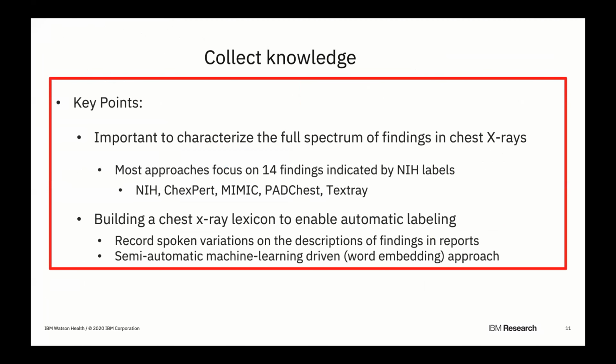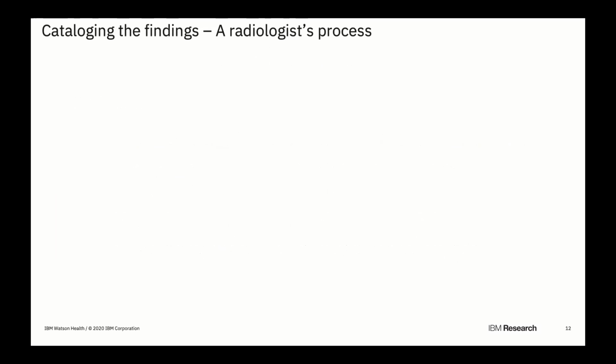So let's look at the first one, which is to catalog the full spectrum of findings. Now, as you know, the majority of the work in chest X-rays has been on describing mostly the 14 findings that were initially done in the NIH dataset. And a lot of the new publicly available datasets have basically gone after essentially the same set of findings. There has not been a very good systematic effort to catalog how many findings there are. So this is the effort we took on, and essentially the approach we took was to catalog the findings by closely following the radiologist process.